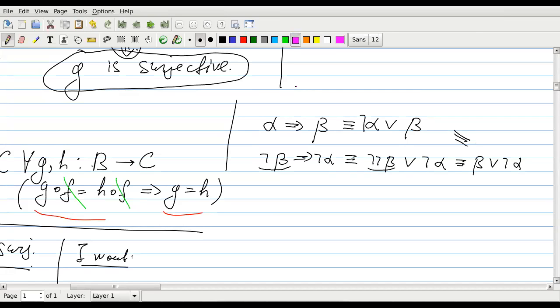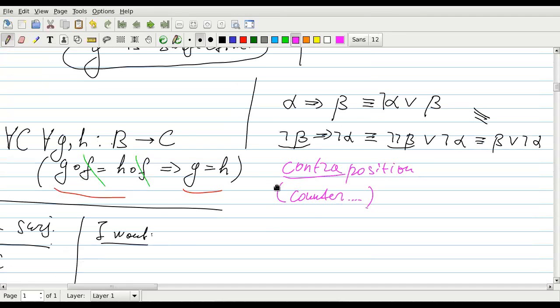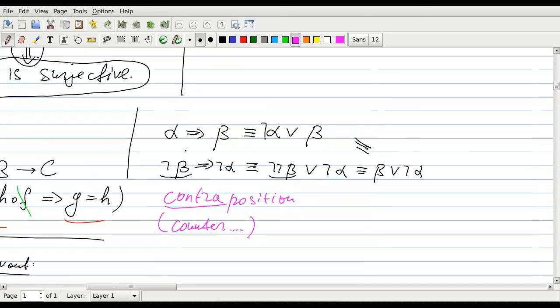Yes. So in logic, this is called contraposition, or in general they use the Latin prefix, contraposition. Anglified, it is of course counterposition. But in general, they use this form. Okay. So, in order to prove that alpha implies beta, it suffices to prove that not beta implies not alpha. Is this clear?